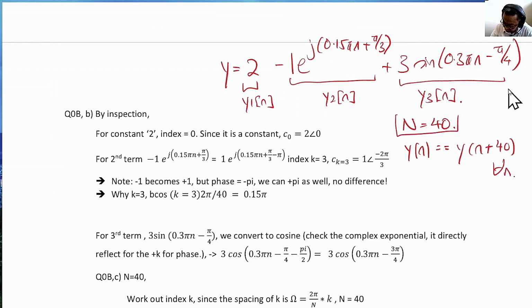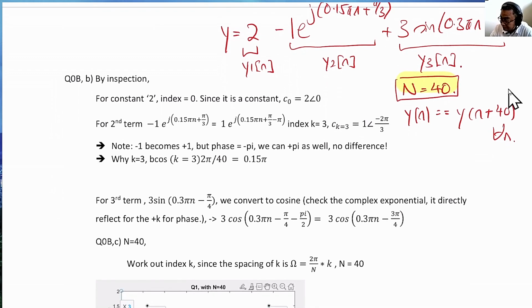Once we have found the fundamental period for the DTFS, we are going to have omega naught, the fundamental frequency of the Fourier basis, equal to 2 pi over N. That means 2 pi over 40, which is pi over 20. Once we have that, we can express all of these terms with respect to harmonics of omega naught.